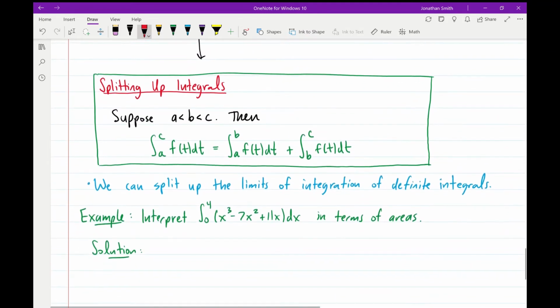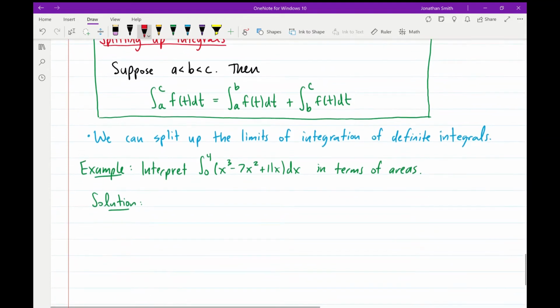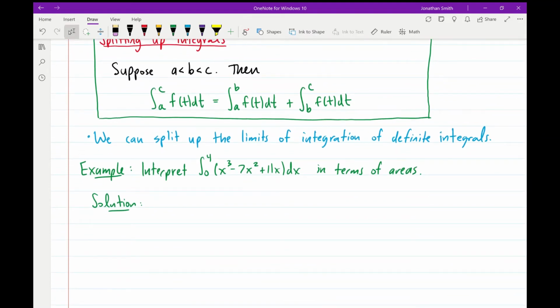Another important fact you should know about definite integrals: we can split up integrals by splitting up the limits of integration. Suppose that we have three numbers, a, b, and c, where a is less than b and b is less than c. Then we can do the following with a definite integral. Say we have the definite integral from a all the way to c of the function f of t.